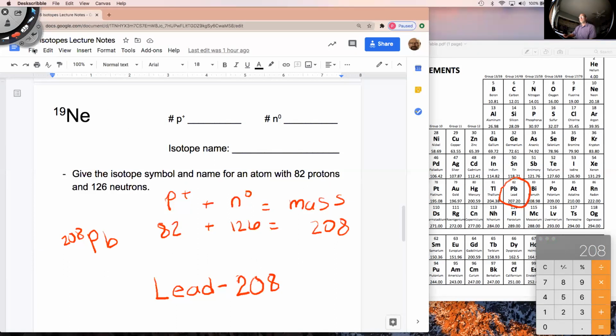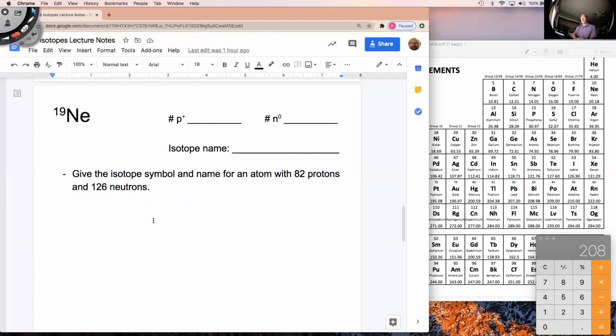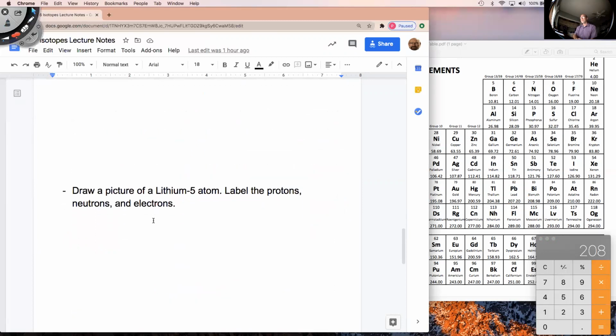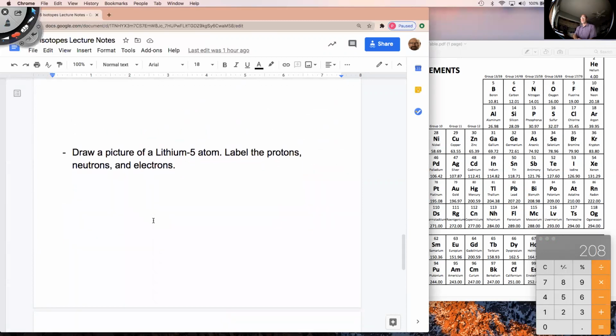All right, so let's take a look at the next one here. Another example. Now we want to draw a picture of a lithium-5 atom. We want to label the protons, neutrons, and the electrons. So first thing we want to do is say, okay, I want to have protons, I want to have neutrons, and I want to have electrons. So we're working with lithium.